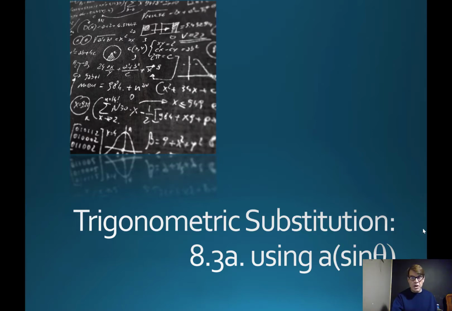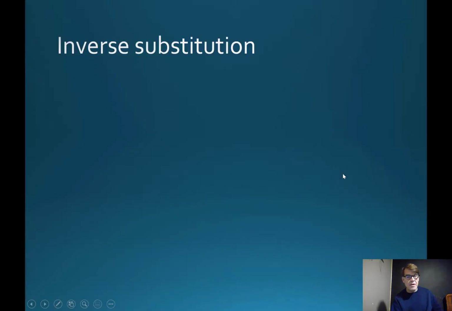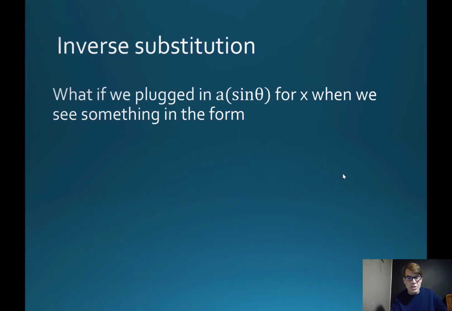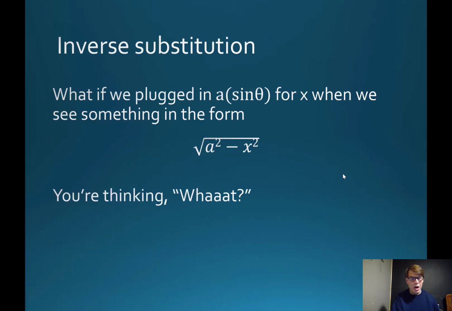Okay, well, I'll be honest. When I first saw this, my thought was this is just crazy. What if we plugged in a sine of theta for x? Why would you plug in a sine of theta for x when you see something of the form square root of a squared minus x squared? When I first saw that, I thought, what in the heck are you doing? My reaction, and maybe your reaction, is like, what?